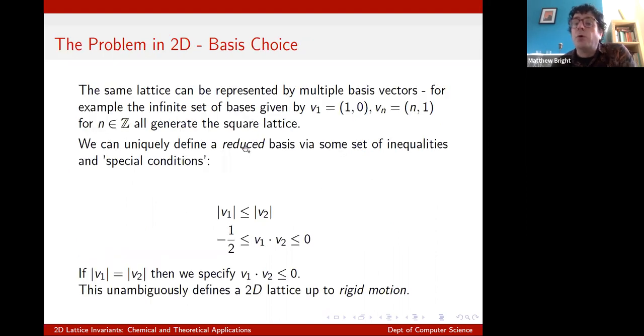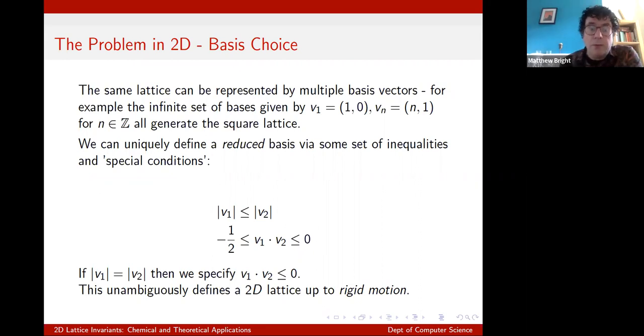For example, obviously any lattice can be represented by multiple basis vectors. A very simple example is if I take any v1, 0 and I take any n in the integers and I add n1, then I've got the square lattice. That will become important when we talk about random lattice filling later. This is not generally a problem in crystallographic terms, because we can always define a reduced basis by some set of inequalities and special conditions which we can prove confine us to a unique expression of a lattice, to a unique basis.